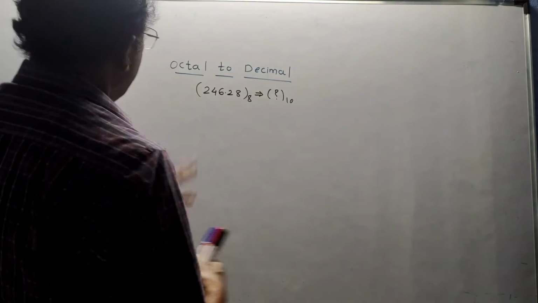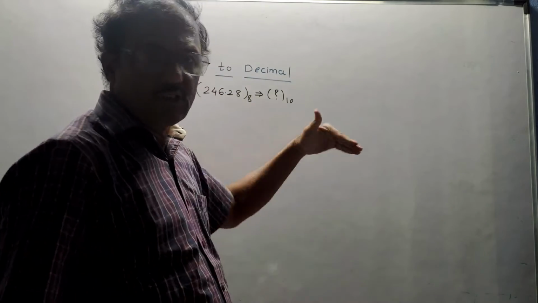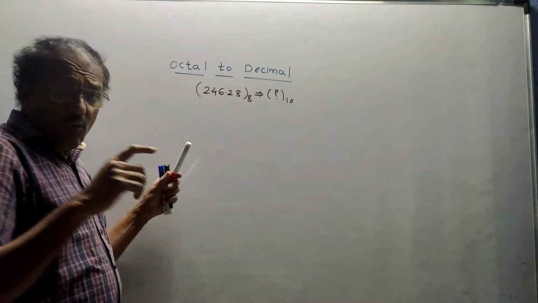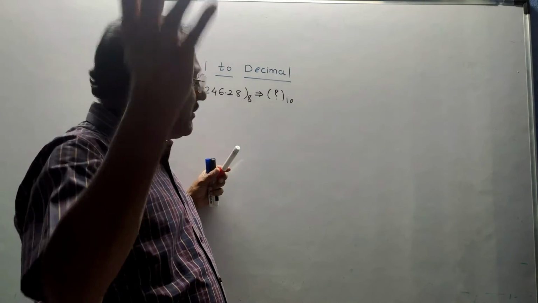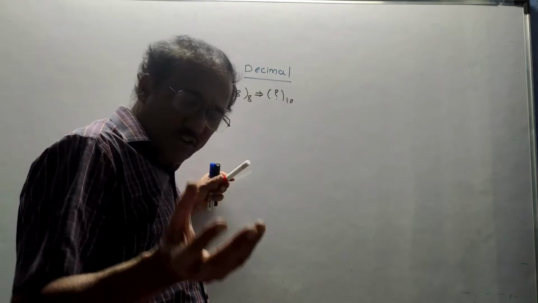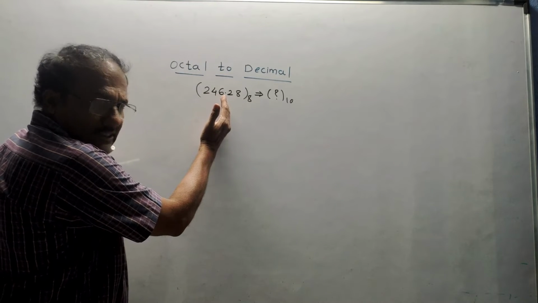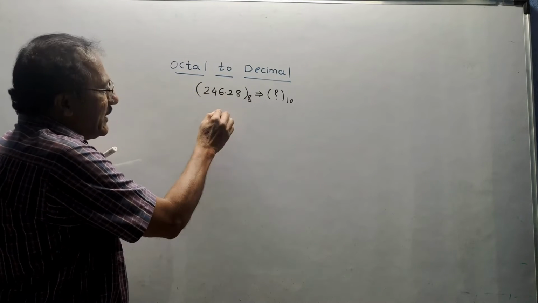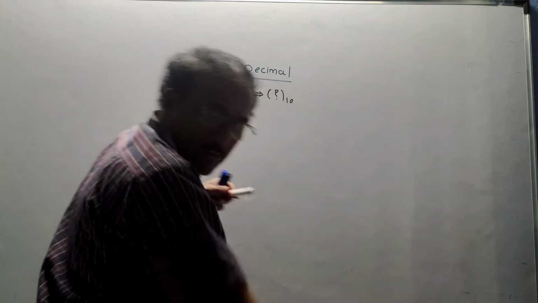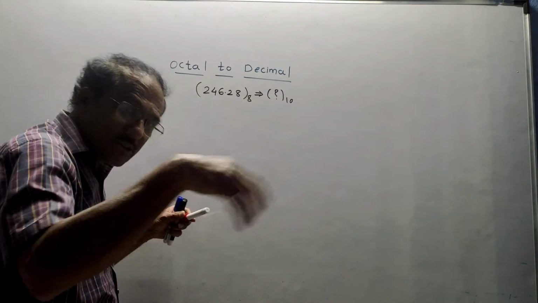Next type of conversion is octal to decimal number. Now don't get confused. There are so many types of conversions, so you need to remember it logically. How to remember it? What we did in case of binary to decimal conversion, whatever digits were there before the decimal point, we multiplied by 2 raised to 0, 2 raised to 1, 2 raised to 2 and so on. The digits after the decimal point, we multiplied by 2 raised to minus 1, 2 raised to minus 2 and so on, because it was binary.